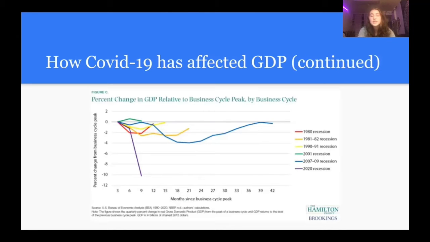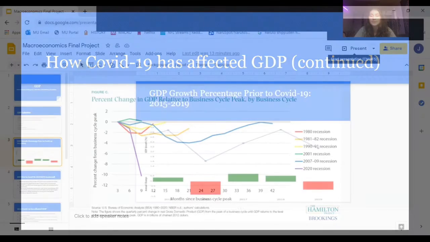So here you can see the GDP change in comparison to the business cycle peak. You can see many of the other recessions on the side, all color coded, but clearly the purple one, 2020, sticks out with that sharp decline. And again, this just reiterates how much of an effect COVID had on GDP.